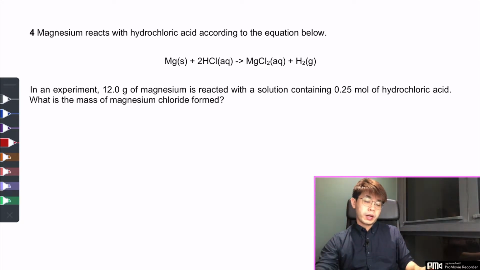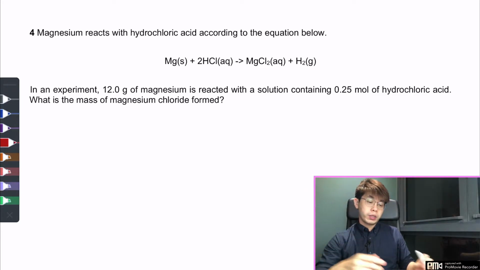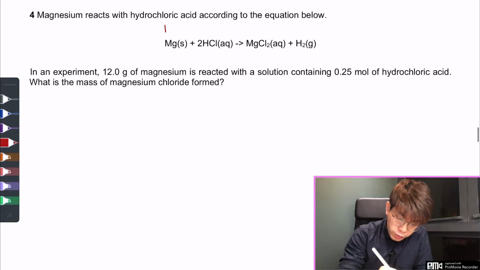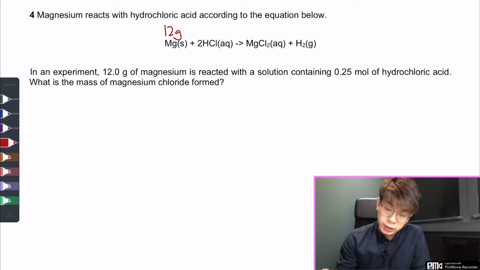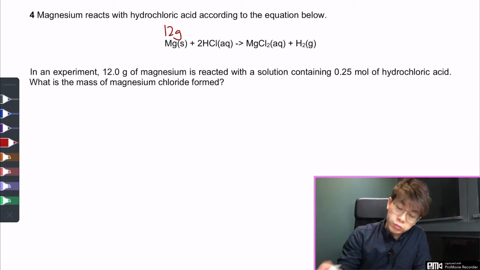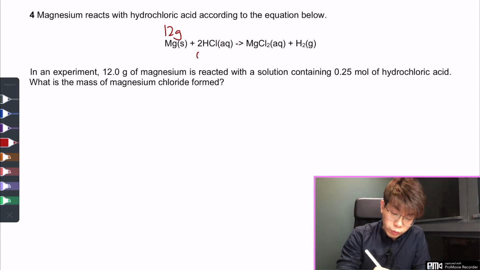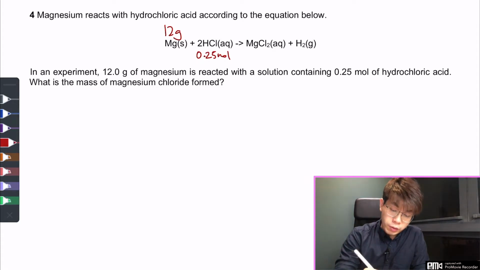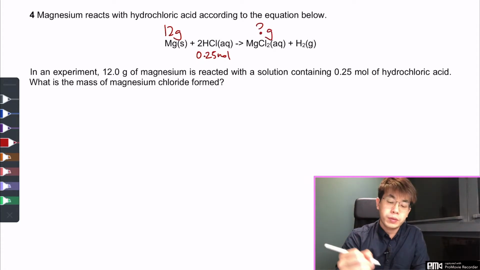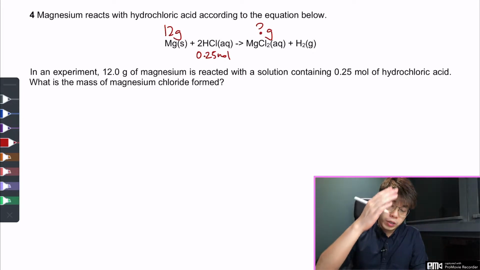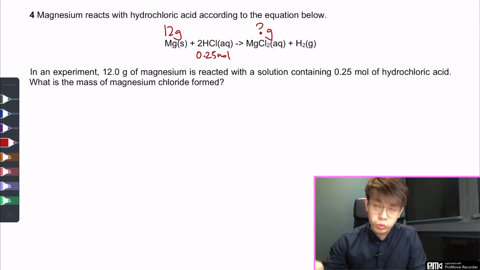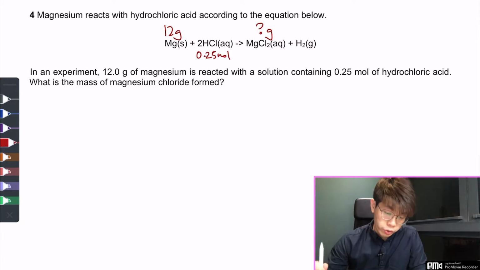Magnesium reacts with hydrochloric acid, and they give you the chemical equation over there. Now in the experiment, 12 grams of magnesium is reacted with a solution containing, they give me in moles, that's nice, 0.25 moles of hydrochloric acid. So I want to find the mass of magnesium chloride. Before I can actually do the three-step working, I need to decide which one do I need to use. Do I need to use magnesium or do I need to use hydrochloric acid?